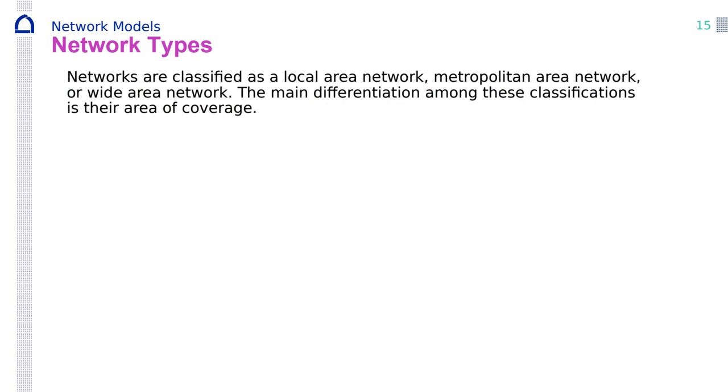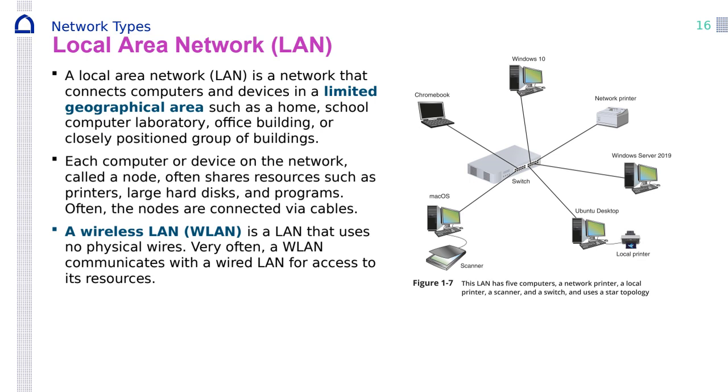So network types: we have models, types, and topology. Network types are local area network, metropolitan area network, and wide area network. The main differentiation between them is the area of coverage. This is the local area network. It covers a small geographical area, such as a home, school, lab, or building. Each computer or device on the network is called a node. We can also have a wireless LAN.